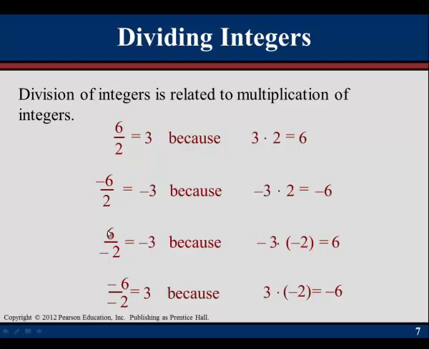Here, a negative over a positive number, or a positive number divided by a negative. You can see that whether the negative is in the numerator or the denominator, if one's negative and one's positive, you're still going to get a negative answer. Okay? All right, any questions with that?